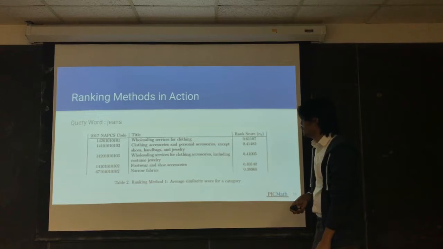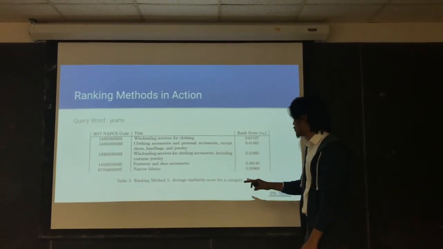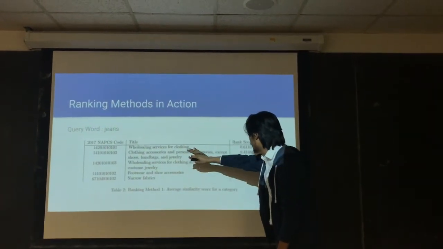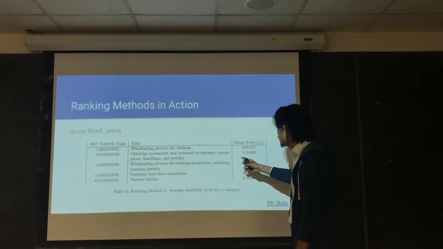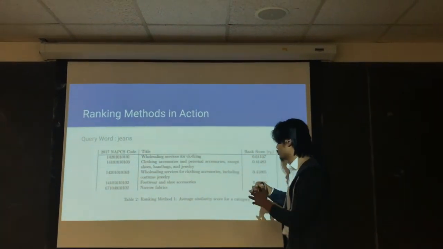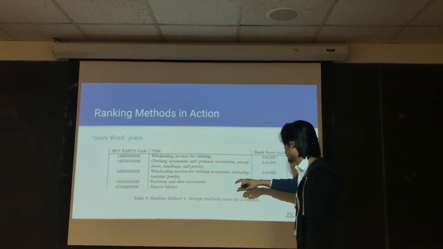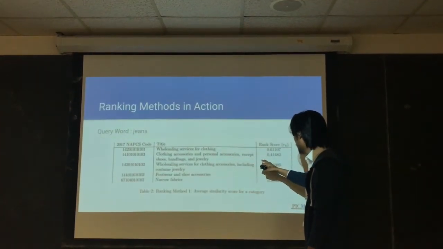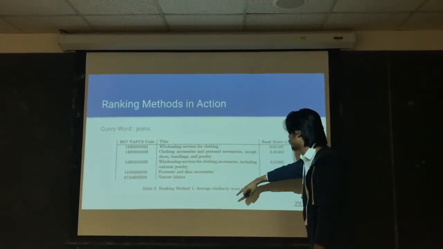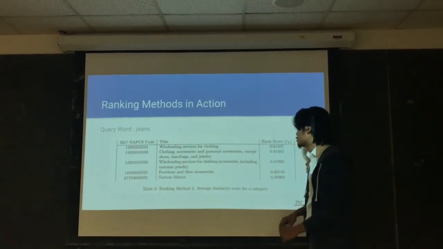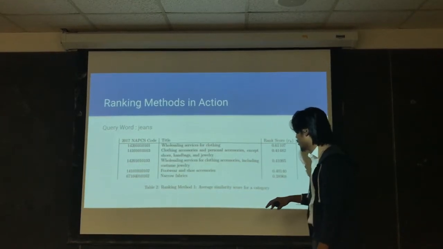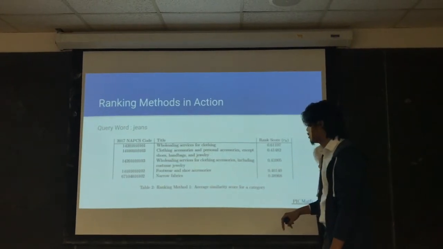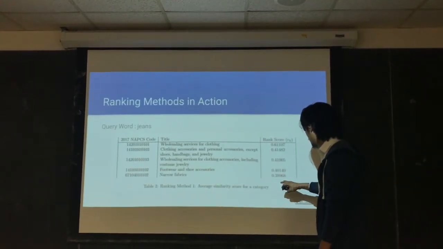So these are the two ranking algorithms. As you can see here, with the average one, with the query word jeans, in the first category we have a score of 0.61 because clothing is very similar, very close to jeans. As you go down the list, in the second one the score goes down, even though there is clothing, because there are other words which bring the score down. In the last category, you can see narrow fabric, which I guess is not very similar to jeans. That's why it has a very low score.